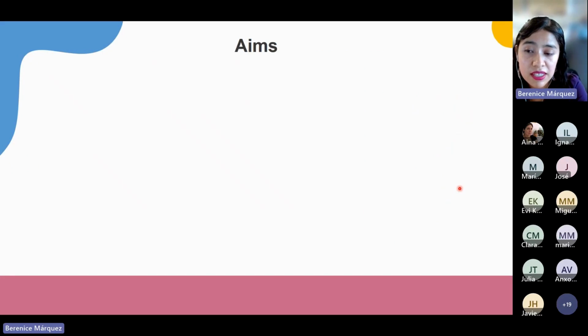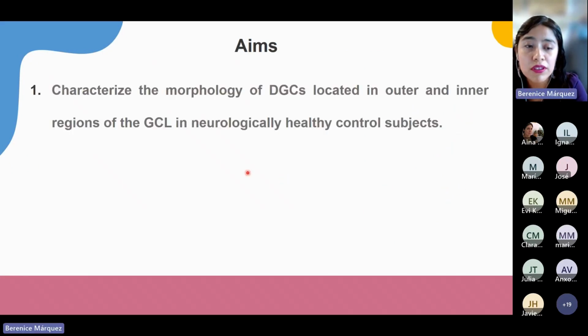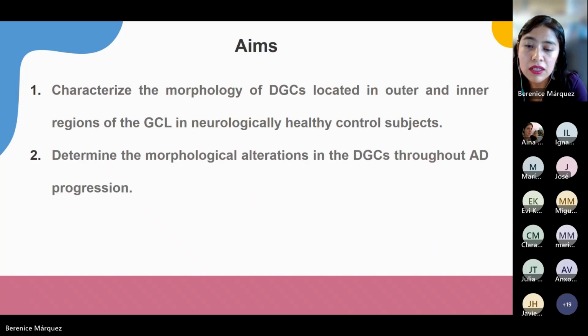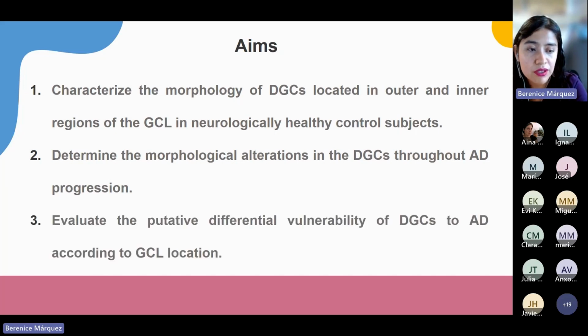Based on these antecedents, the aims of this project were to characterize the morphology of dentate granule cells located in outer and inner regions of the granule cell layer in neurologically healthy controls, determine the morphological alteration in dentate granule cells throughout Alzheimer's disease progression, and evaluate the putative differential vulnerability of dentate granule cells to Alzheimer's disease according to the granule cell layer location.